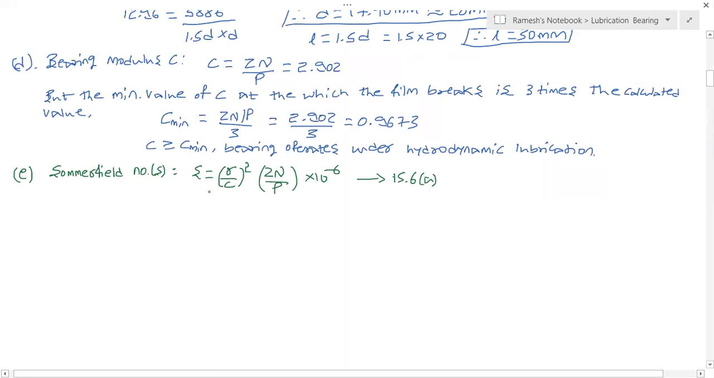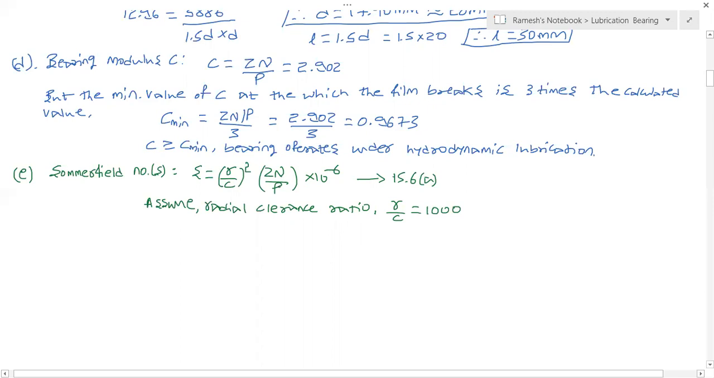I'll be substituting the values; I have already taken without leakage. In this problem, R by C is nothing but the radial clearance ratio. In the previous problems which you have solved, he has given it in the statement, whereas in this problem he has not given. If it is not given, you need to assume the radial clearance ratio, that is R by C. I will assume it as 1000. If it is not given, you assume it as 1000.